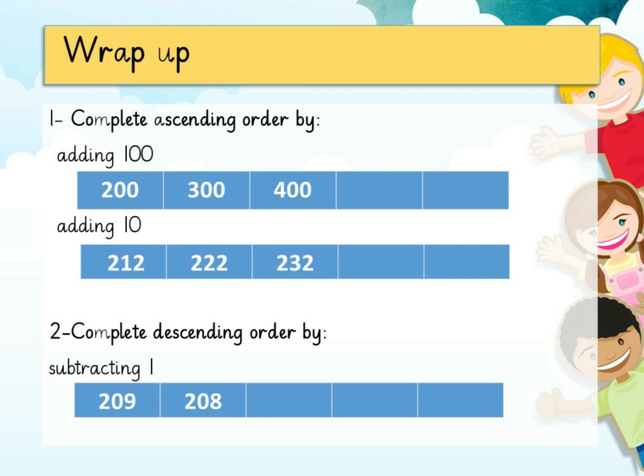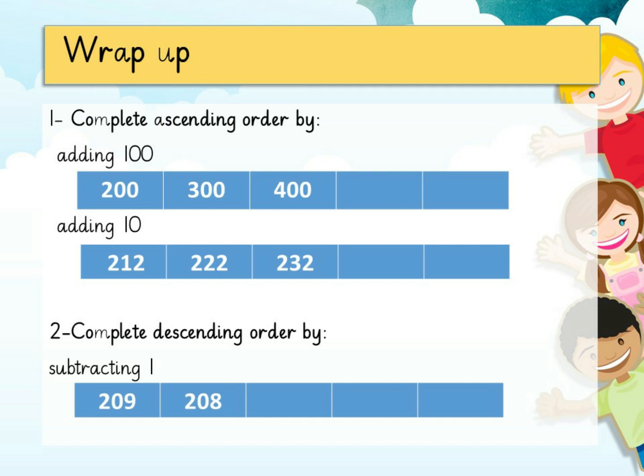You can figure out that the place value is being changed over here at hundreds place in an increasing order of 100. So the next numbers will be 500 and 600. Next, by adding 10: 212, 222, 232. These numbers are having an increasing order of tens. The values are being changed at tens place. So the next numbers will be 242, 252. Correct.